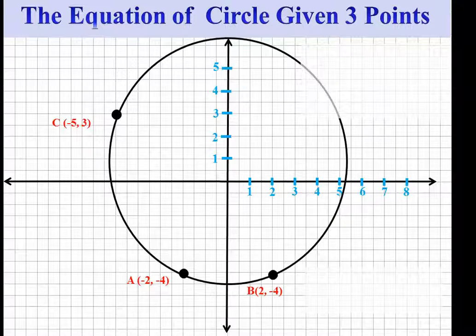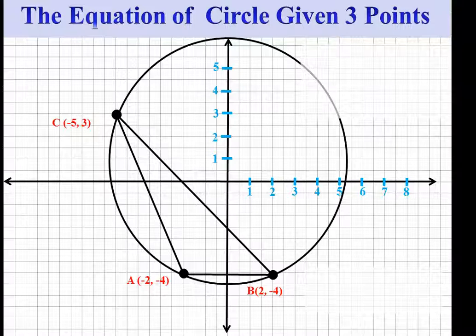So to find the center, we go ahead and construct segments to form a triangle ABC. And now, just like I showed you earlier, we're going to construct the perpendicular bisectors of the chords AB, BC, and AC.